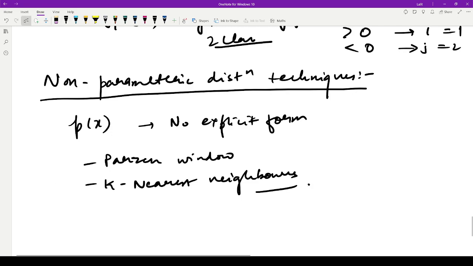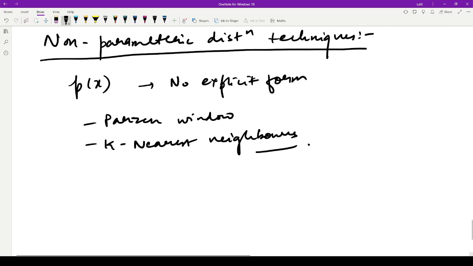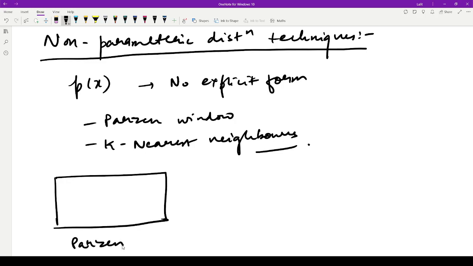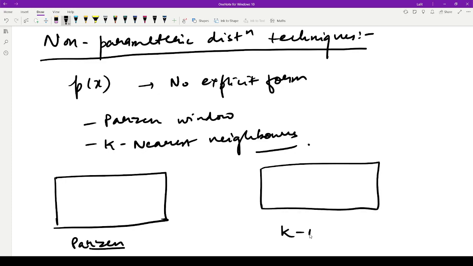Okay, so what is the Parzen window method? Intuitively, what you do is you divide... I'm giving just an intuition so that we can quickly skip through this. And this is k nearest neighbors.